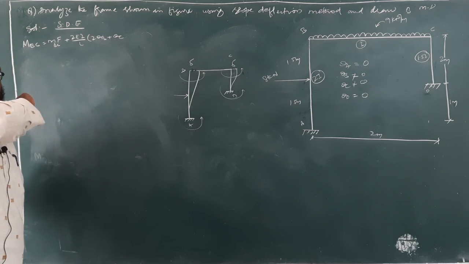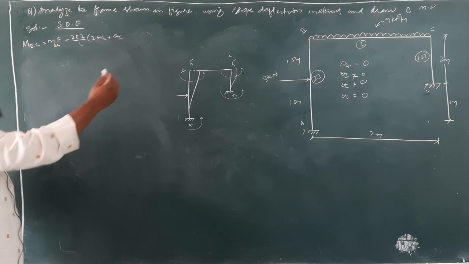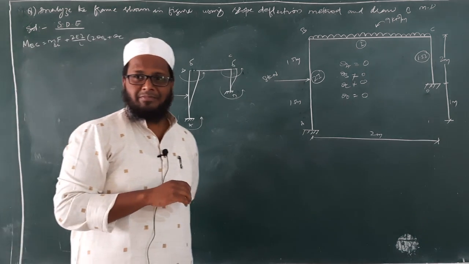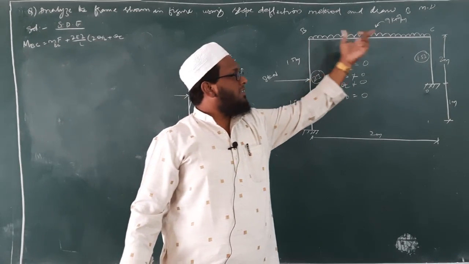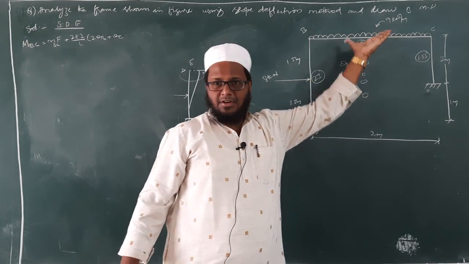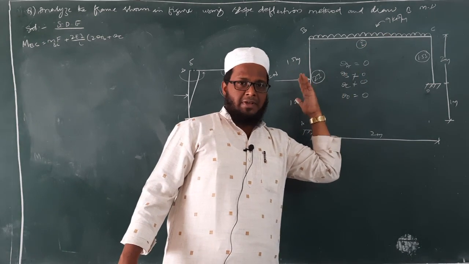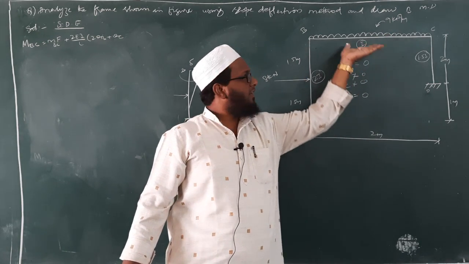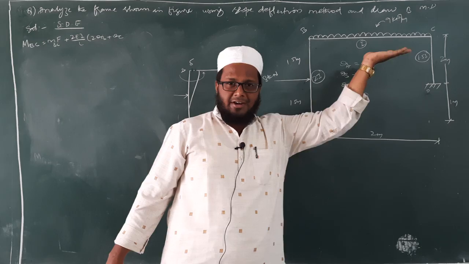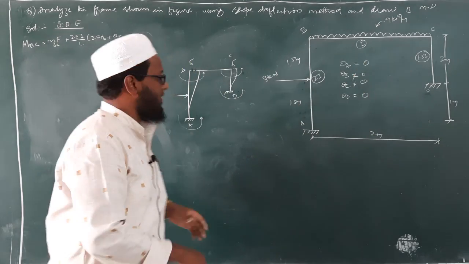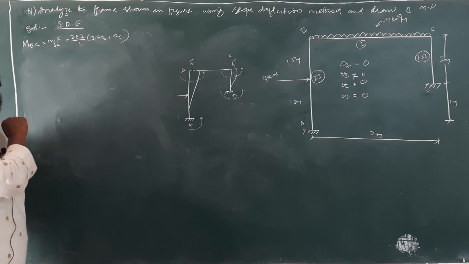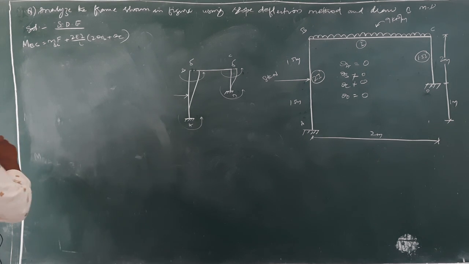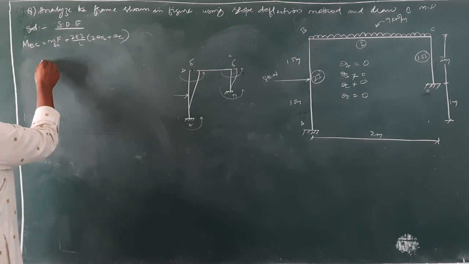Here, shall I add minus 3 delta by L? No. Why? Because this B and C are at same levels. They are not sinking. Span AB and span CD are getting deflected, whereas span BC is at same level. It is not getting deflected in downward direction. So I will not take minus 3 delta by L for span BC.